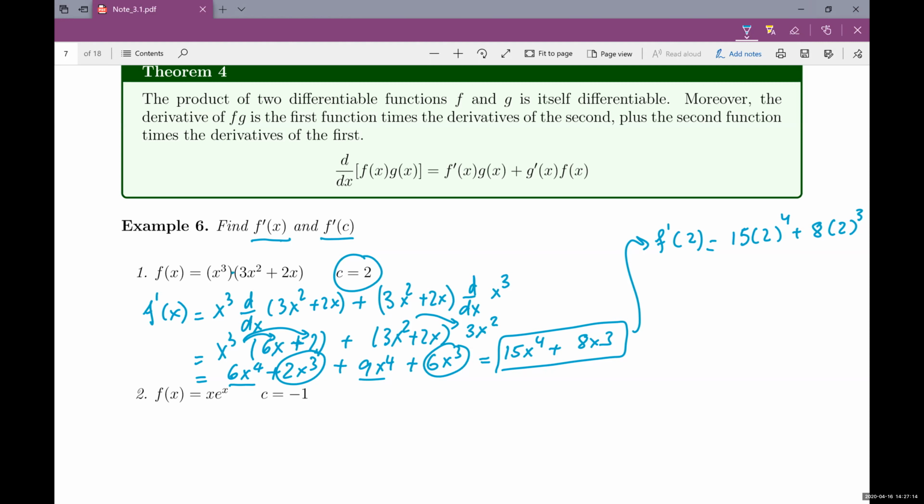And again, the derivative of this function, the f prime of 2 here, will tell you the slope of the tangent line to f of x at x equals 2. So that's what it means, right? Once you calculate this number, you have the slope of the tangent line to the function f of x here when x equals 2.